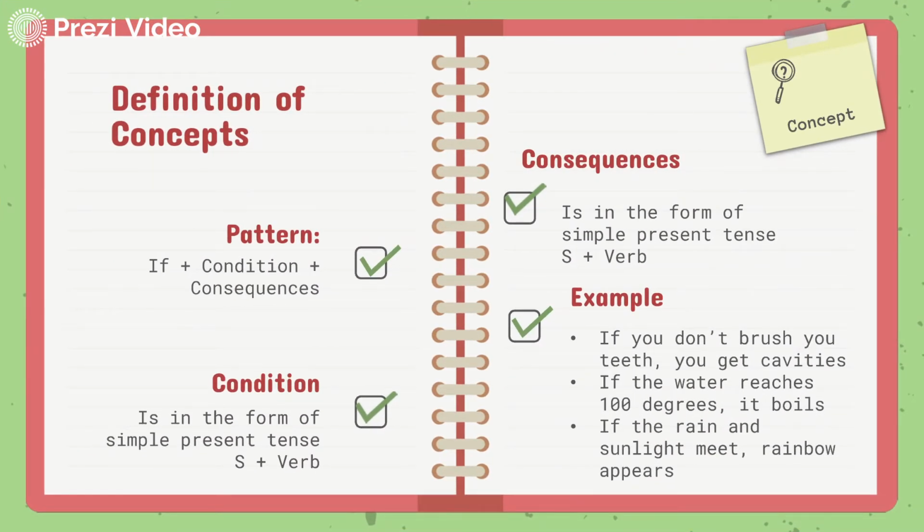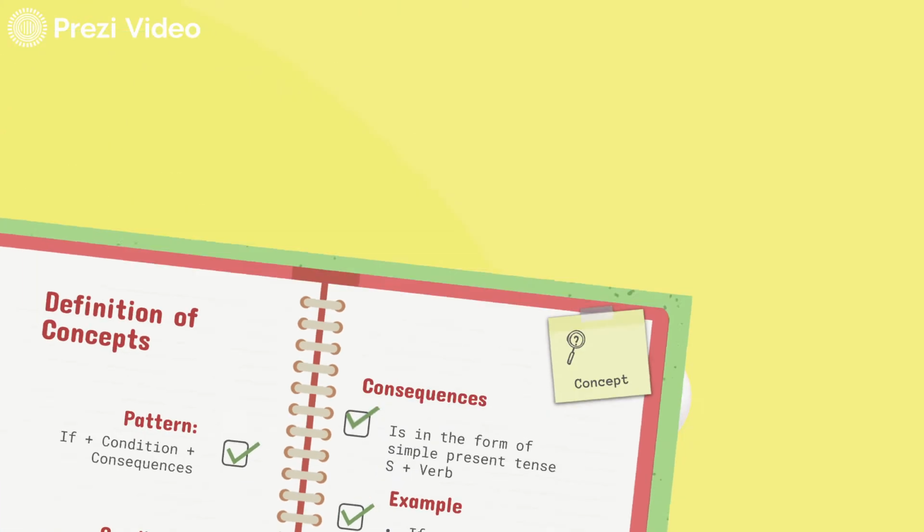Definition of concept, pattern: if plus condition plus consequences. Condition is in the form of simple present tense, subject plus verb. Consequences is in the form of simple present tense, subject plus verb. Example: if you don't brush your teeth, you get cavities. If the water reaches 100 degrees, it boils. If the rain and sunlight meet, a rainbow appears.